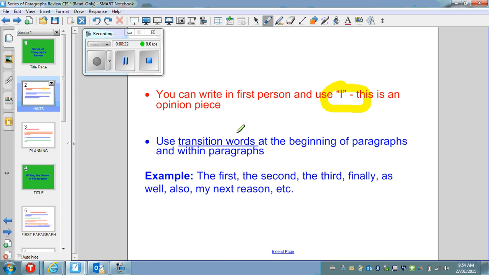It's really important to remember that transition words need to be used at the beginning of your body paragraphs. For example, the first, the second reason perhaps, the third, finally, as well, also, my next reason. Those are just a few examples, but they're good transition words and phrases.